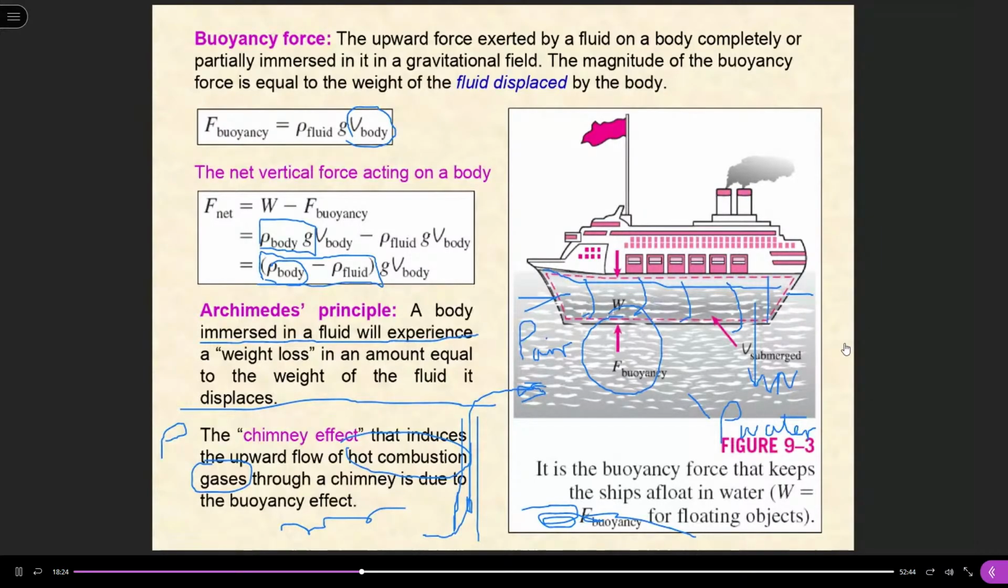So the chimney effect that helps to extract the polluted air into the atmosphere is due to the same mechanism, the buoyancy.